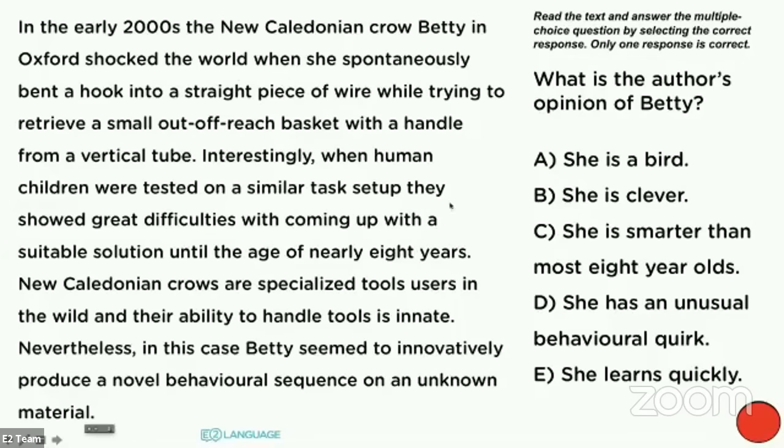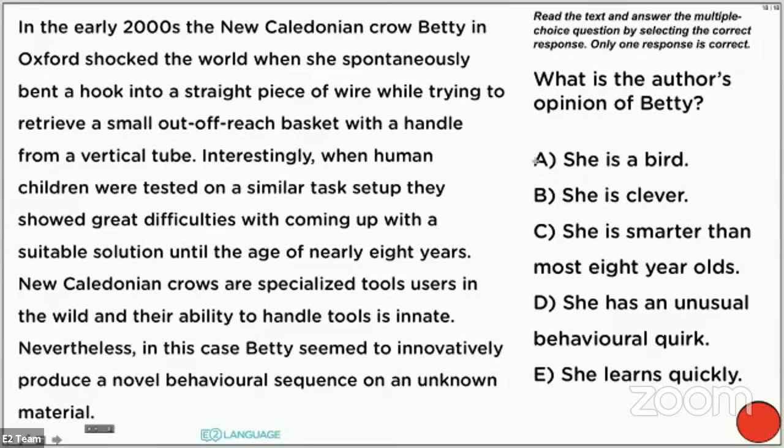Okay, now we want to go through and eliminate. So, definitely not A, because she is a bird. It's not an opinion. Definitely not C. She is smarter than most 8-year-olds. It does not say that. It just does not say that. She learns quickly. Well, it didn't say that.